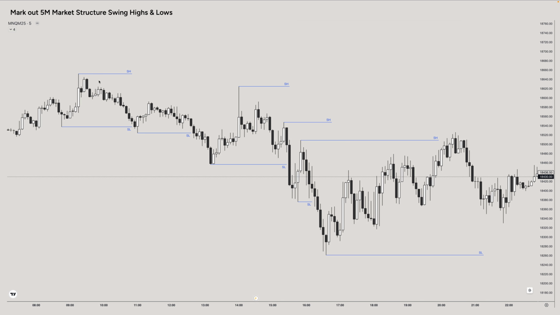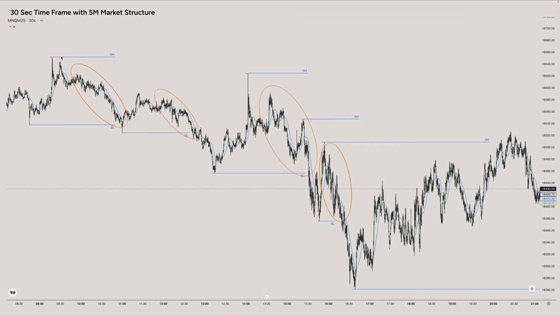Now, your 5-minute swing highs and 5-minute swing lows will look like this on our 30 seconds time frame, our entry time frame. So this is your 5-minute swing high, and this is your 5-minute swing low.